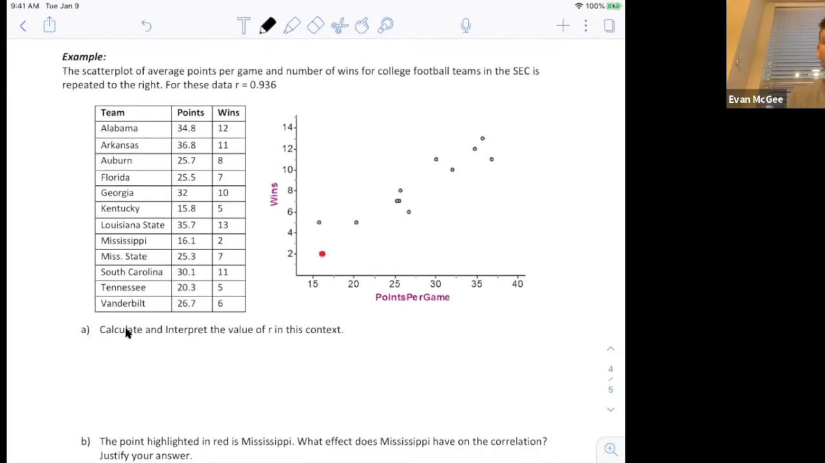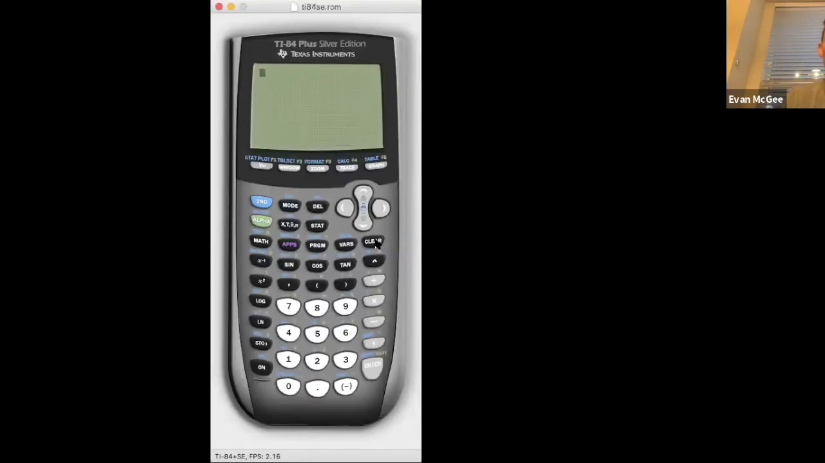So we're going to have to use our calculator and put our points in list 1 and put the wins in list 2. But it's really important that you note Alabama's points have to match up with their number of wins for your calculator to do this appropriately. Arkansas points have to match up with wins in the calculator. So in my calculator, I'm going to stat edit. I'm going to type in the average points in list 1 and their number of wins in list 2.